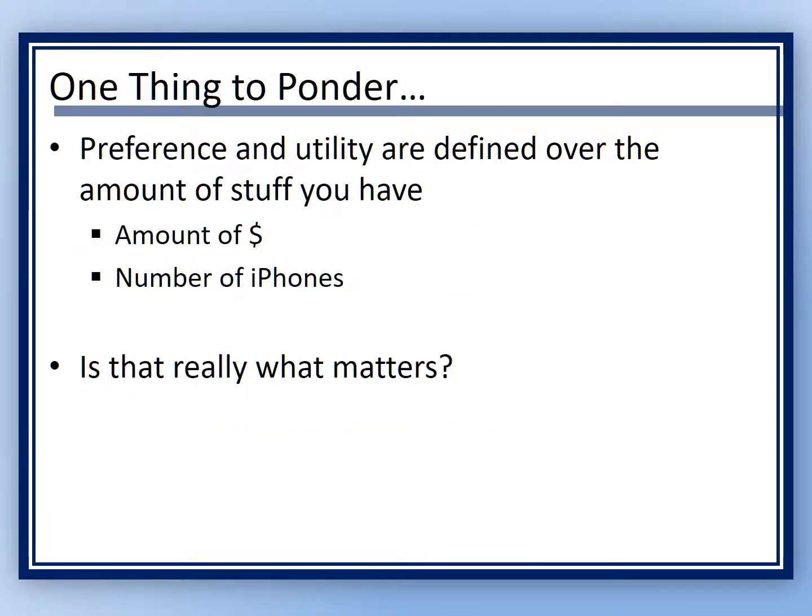All right, so now here's a question. Do you notice that so far, preference and utility are defined over the amount of stuff you have, right? It's always about, do you like apples or oranges? Do you want an iPhone or more money? It's all about stuff. That's how it works. Is that really what matters? Is it really just the absolute amount of stuff? The more stuff you have, the happier you are. That's kind of what we are implying here.